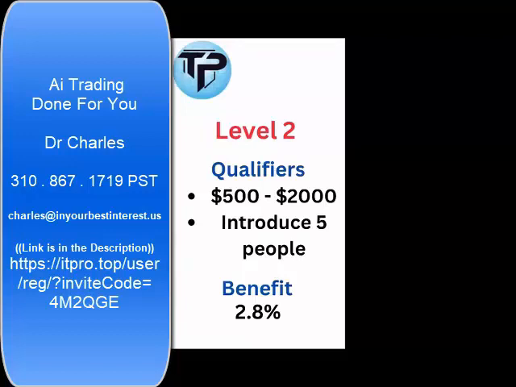When we look at going up to level 2, there are 2 qualifiers. You need between $500 and $2,000. Now, I've got $2,000. You've seen my platform where I'm trading from. I'm trading with $2,000. So I'm at the top of level 2 at the moment. And the other thing you need to qualify is that you need to introduce 5 people. Now, when you get the 5 people in and over $500, then instead of earning 2.5%, you earn 2.8%. Okay, so again, it keeps on accelerating.